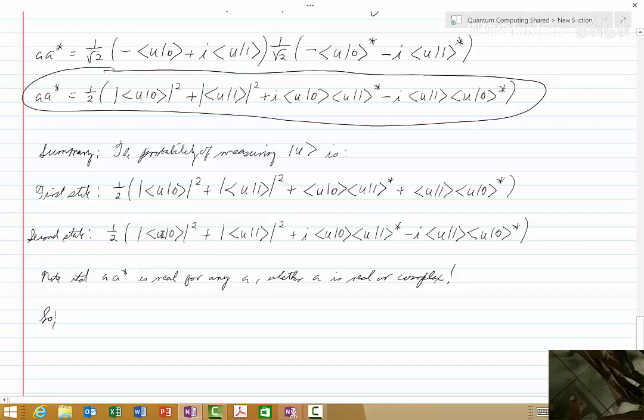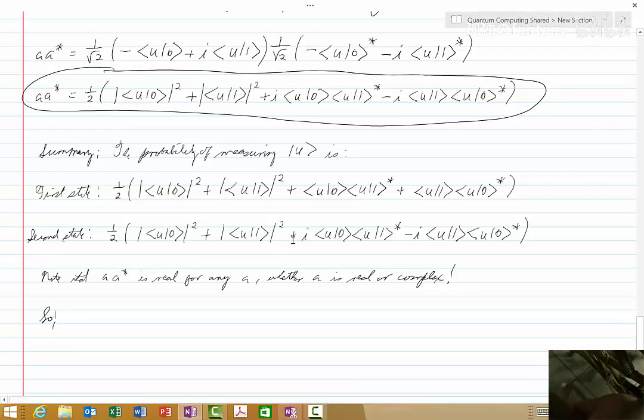Now, we know for sure that this is real because this is the inner product of u with 0 multiplied by the complex conjugate of the inner product of u with 0. And similarly, this must be real because it is the inner product of u with 1 multiplied by the complex conjugate of the inner product of u with 1.